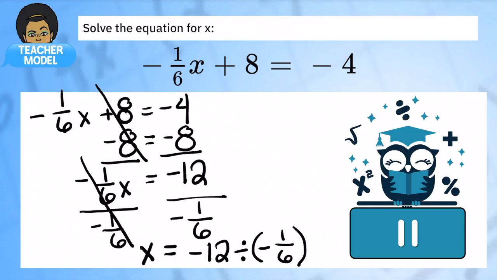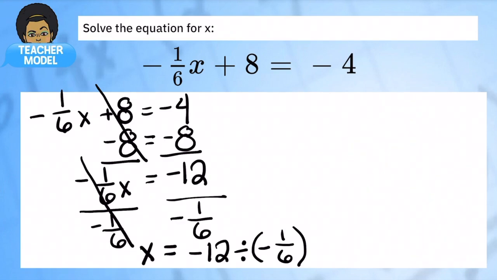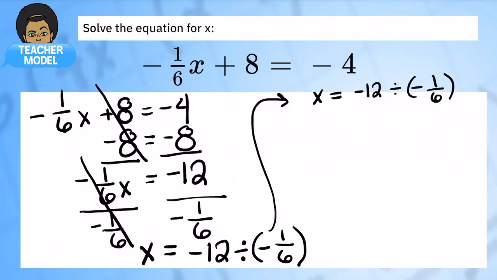And like I said, I knew this was going to be a lot of steps, so let's move it up. I'm going to rewrite it up here. So x is equal to negative 12 divided by negative 16. Taking it back to 7th grade, how do we divide by a fraction? A number divided by a fraction, we are going to change, flip. We're going to multiply by its reciprocal.